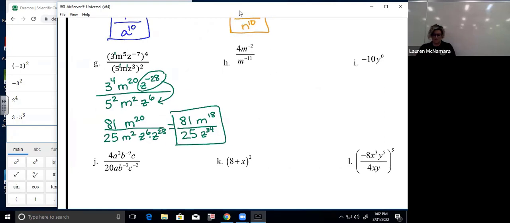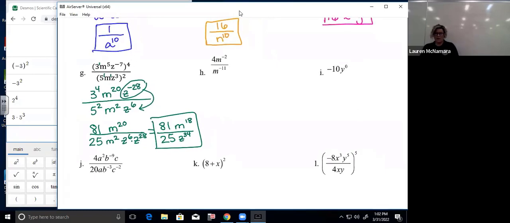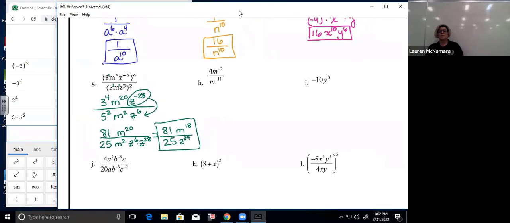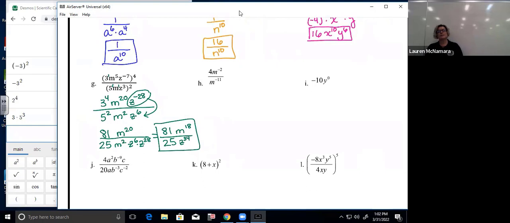Example H. First thing I look for is parentheses. Do I have any parentheses here? Nope, no parentheses. Do I have any negative exponents? Yes. So these two are actually going to switch places. So I have 4m to the 11th divided by m squared.